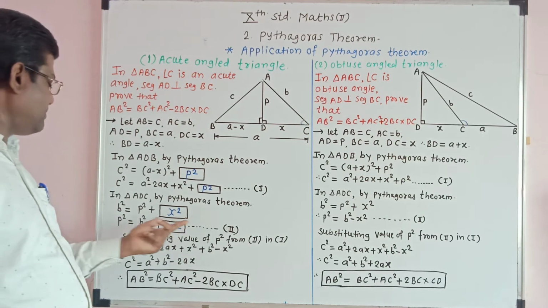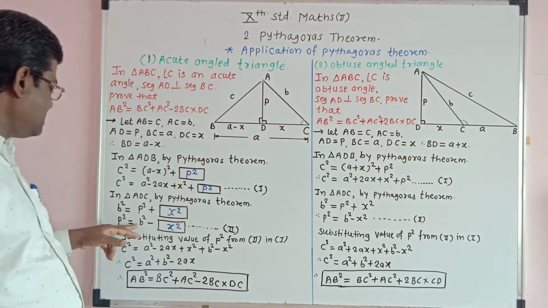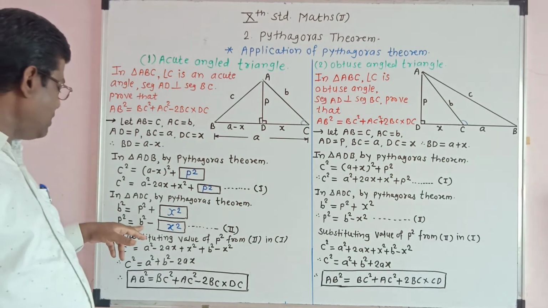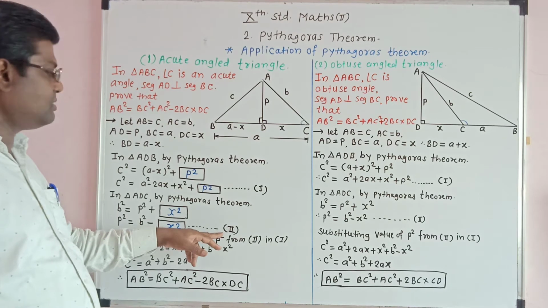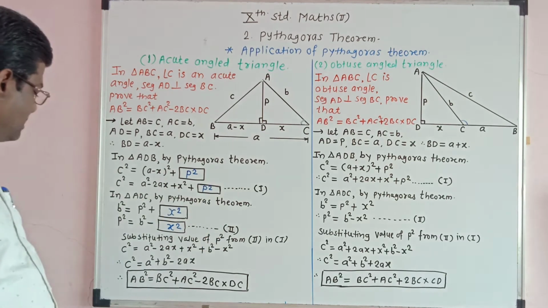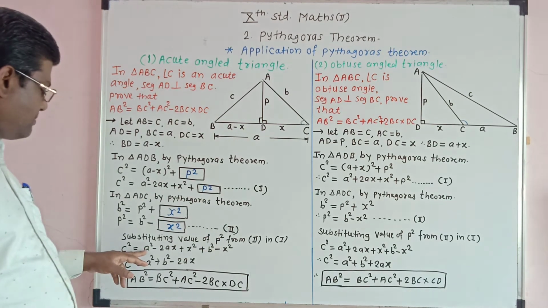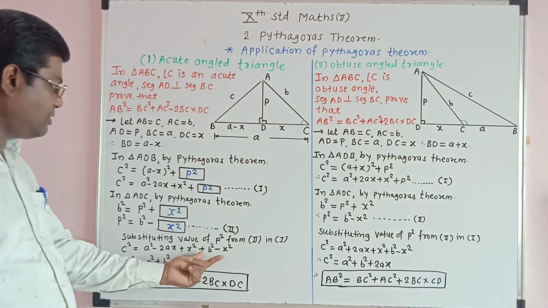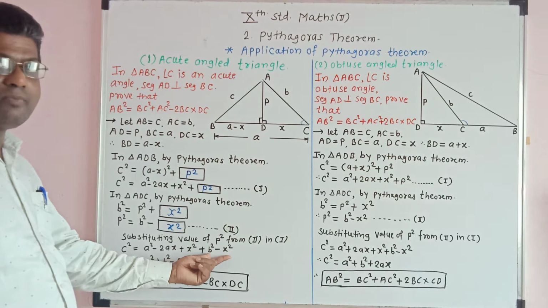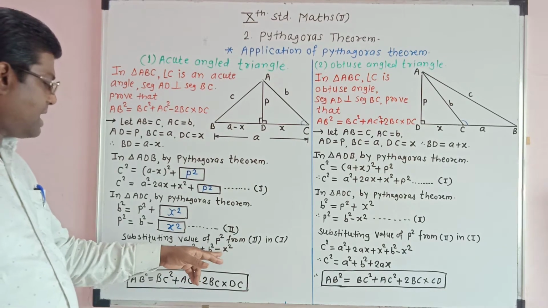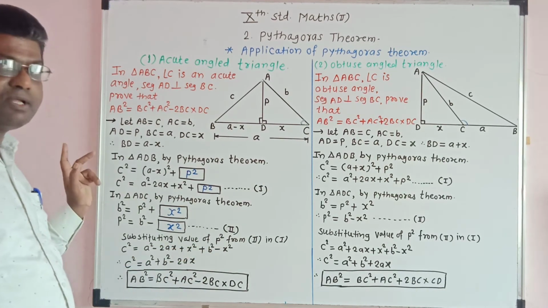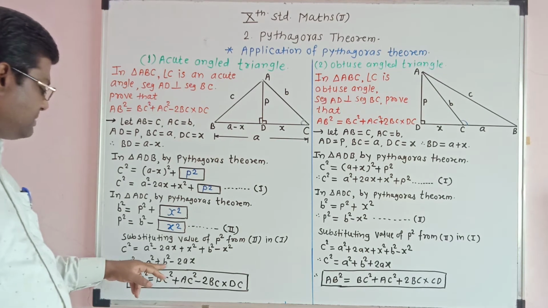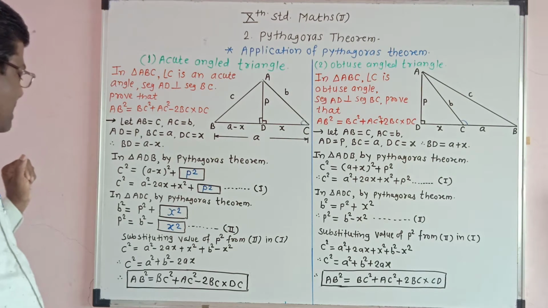From this equation find the value of p square. p square is equal to b square minus x square. Put the value of p square from equation 2 in equation 1. Therefore c square is equal to a square minus 2ax plus x square, and the value of p square is b square minus x square. Plus x square and minus x square will get cancelled. Therefore c square is equal to a square plus b square minus twice ax.